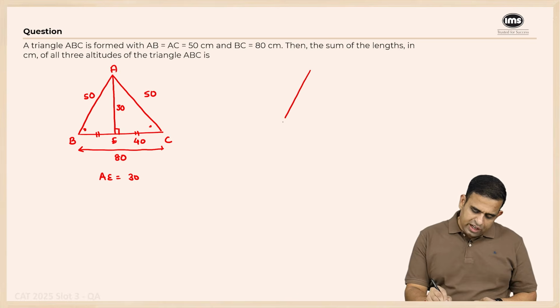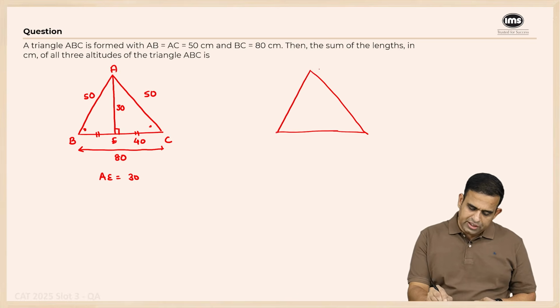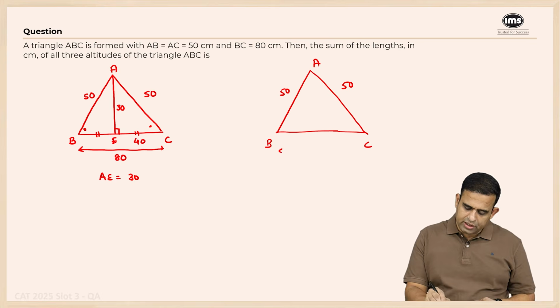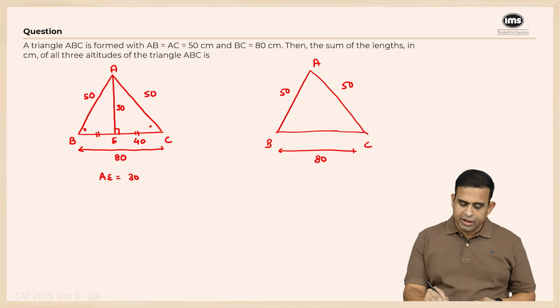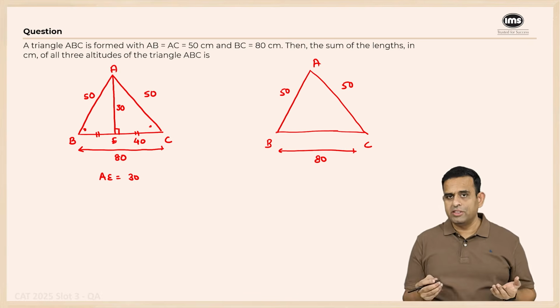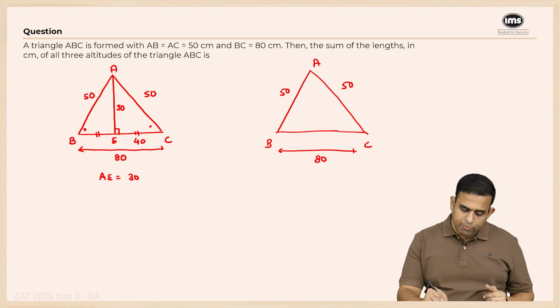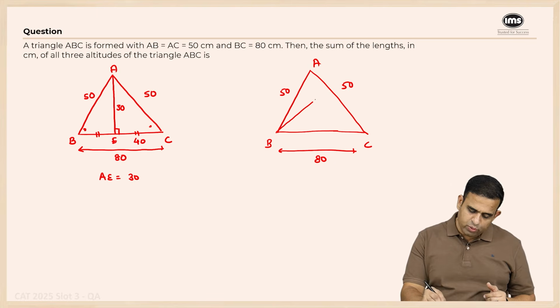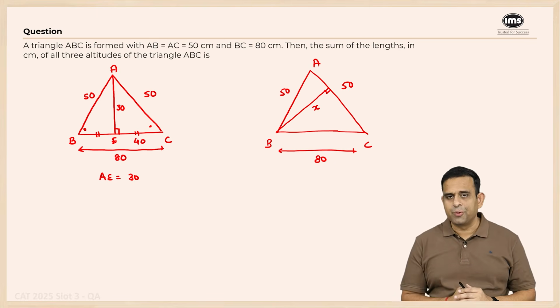Now, how to find the other altitude? So understand this is the triangle, let's say A, B, C. This is 50, 50, and this basically was equal to 80. Now, as I told, this time from the point B or from the point C, if I drop the perpendicular, it won't bisect the opposite side. Suppose this is the height which I'm looking for, which I'm calling x right now.